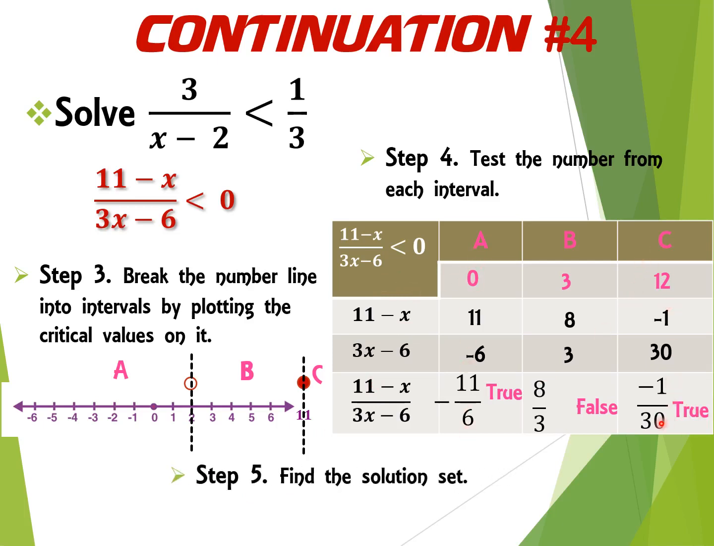So write it in inequality again. Partition A, this one, so you will have the negative infinity up to 2, open parenthesis, and the union of partition C, so you will have here 11 is included, so we'll have bracket 11 to the positive infinity. So this will be your solution set for 3 over x minus 2 is less than 1 over 3. You can also use this one to test the values, but you will still get the same answer.